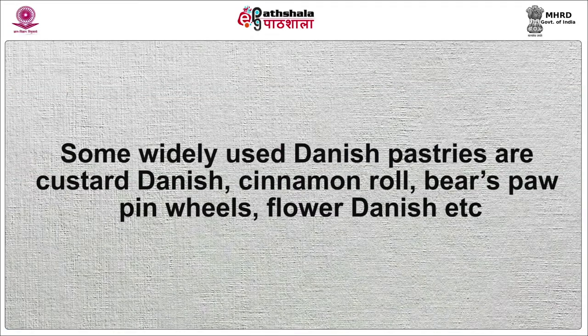This is done to avoid the proofing of the dough in the refrigerator. Before final use, the Danish pastry should be rested at room temperature for some time before shaping. Some widely used Danish pastries are custard Danish, cinnamon roll, bear's paw, pinwheels, flour Danish, etc.